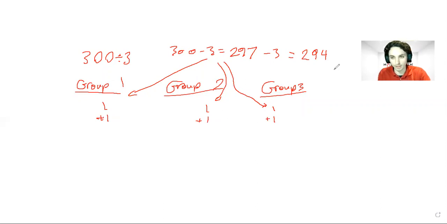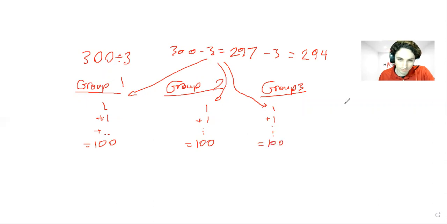And so we can go on all the way down to 0, taking away 3 and adding 1 to each group. And we're going to eventually get 100 as our total here. So 300 divided by 3 is 100. So now we want to start extending this to some other problems.